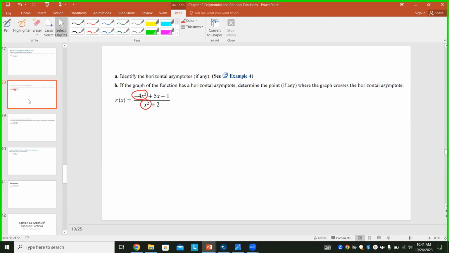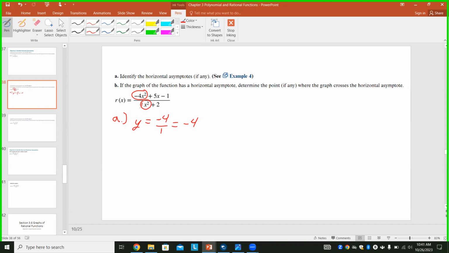All right, so we pay attention to the highest exponents. We got it written down now. Since the denominator and the numerator's exponents are the same, all I have to do is divide their coefficients. So my horizontal asymptote will be y equals -4 divided by 1, which is simply -4. There's a leading imaginary term of 1 there. All right, and that's it.